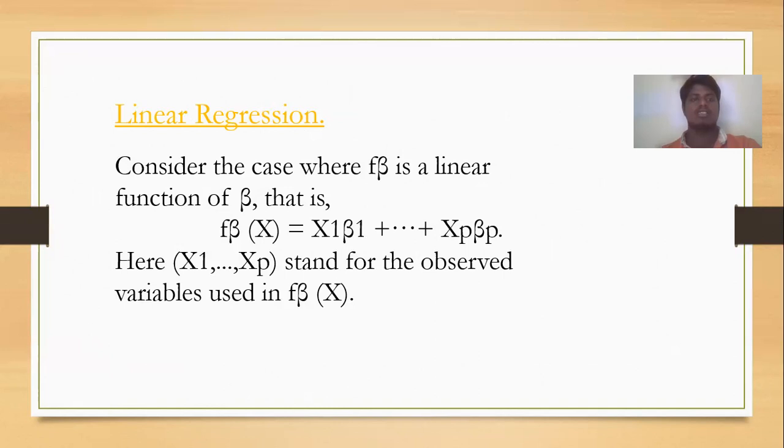Linear regression. Consider a case where f(x, beta) is a linear function of beta. That is, f(x, beta) = x1 beta1 + x2 beta2 + up to xp betap. Here x1 to xp stand for the observed variables used in f(x, beta) in the linear regression.